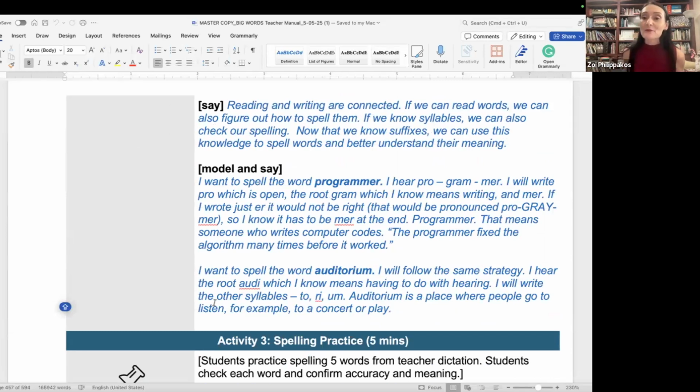So the teacher will say reading and writing are connected. If we can read words, we can figure out how to spell them. If we know syllables, we can also check our spelling. Now that we know suffixes, we can use the knowledge to spell words and better understand their meanings. Again, we also know prefixes and we can utilize our knowledge to read. I want to spell the word programmer.